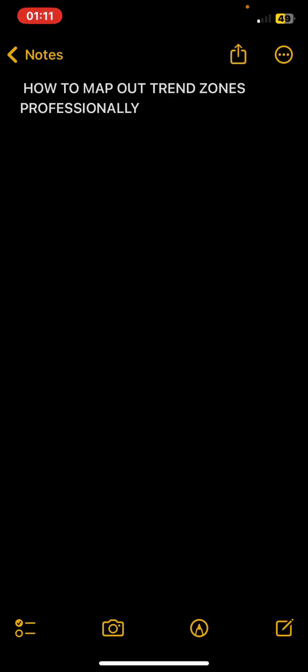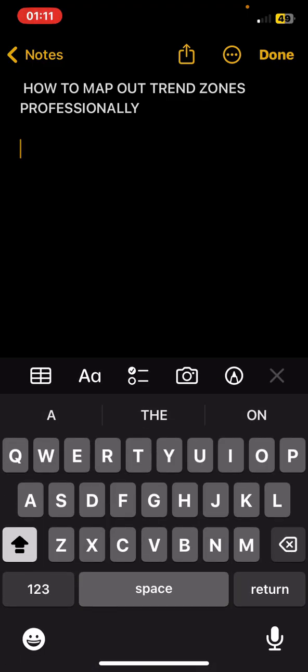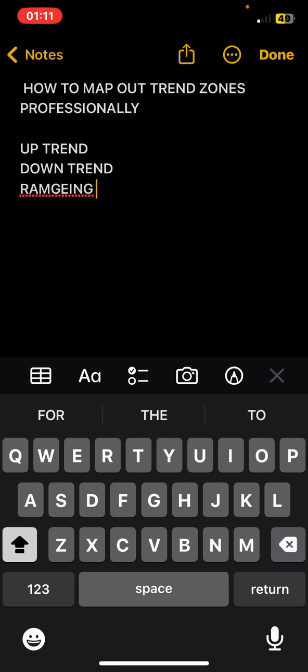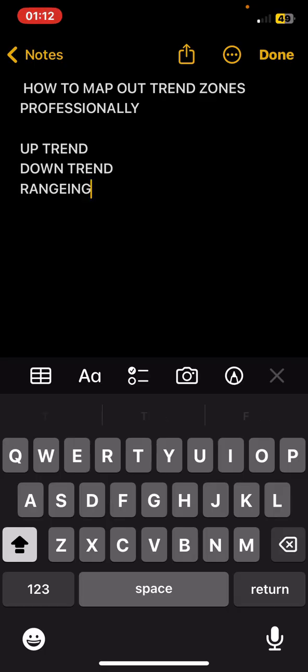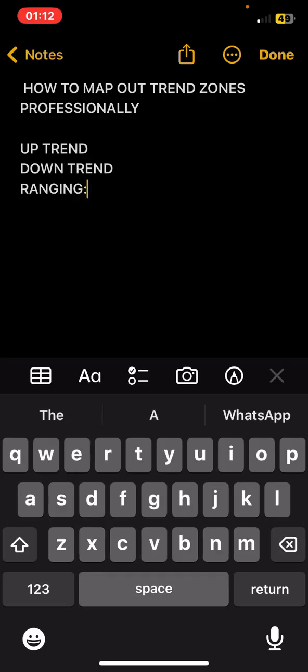Welcome back again, guys. In this section I'll be explaining how to map out trend zones professionally. Remember that in our previous class we were told that there are three primary types of trend, which are the uptrend, downtrend, and our ranging, or consolidating zone.